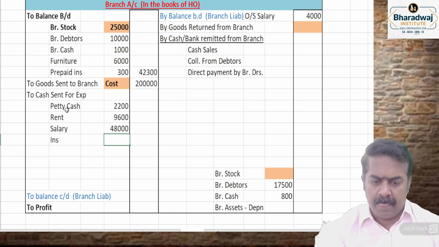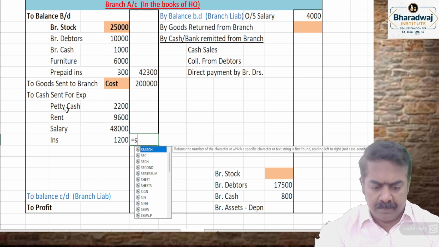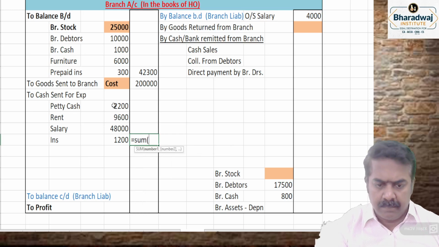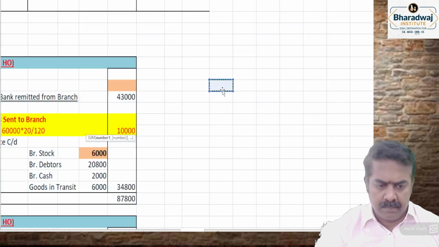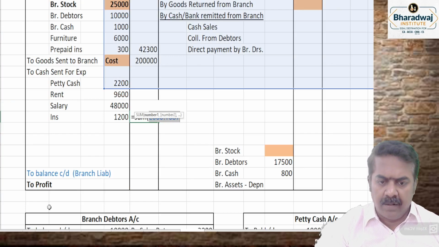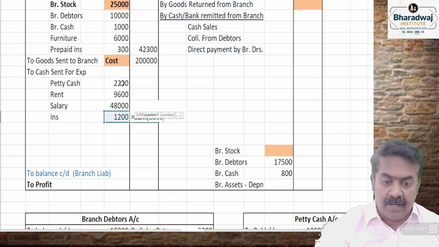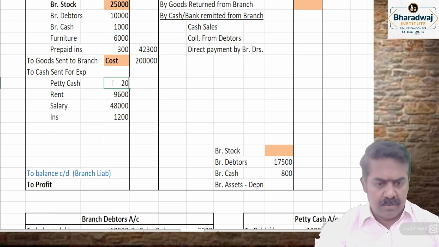Insurance, 1,200 they paid. No, cent only you have to take it.